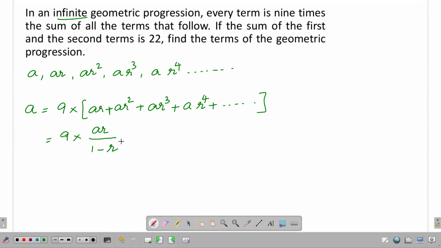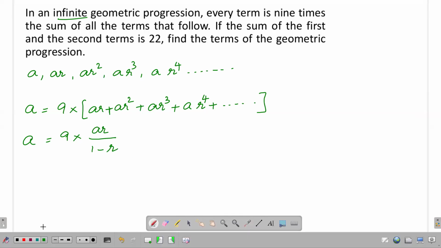You got it? So we can thus see that a, the first term, is 9 times the sum of all the other terms that follow. It is an infinite geometric progression, so we can consider the sum as the first term by 1 minus r, a by 1 minus r.